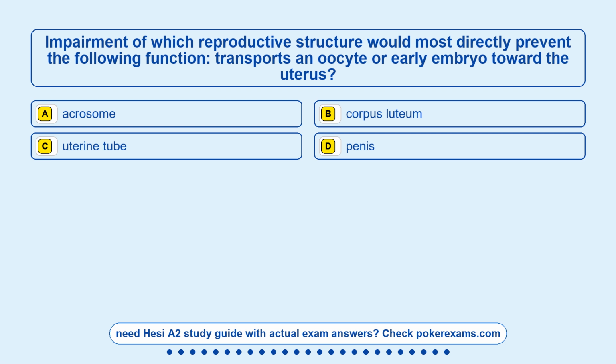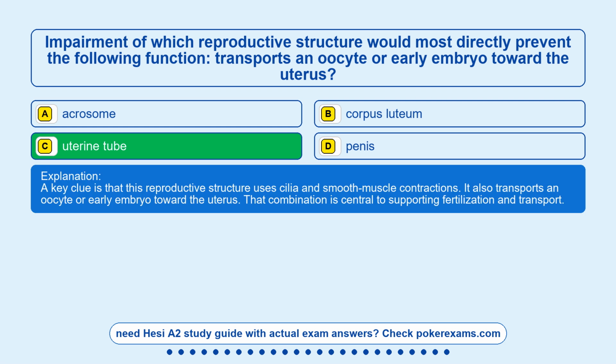Question 23. Impairment of which reproductive structure would most directly prevent the following function? Transports an oocyte or early embryo toward the uterus? Option A, acrosome. Option B, corpus luteum. Option C, uterine tube. Option D, penis. The correct answer is option C, uterine tube.